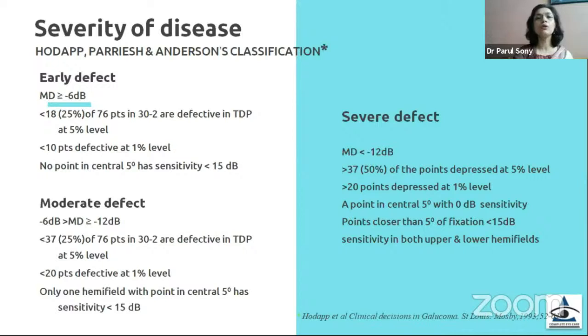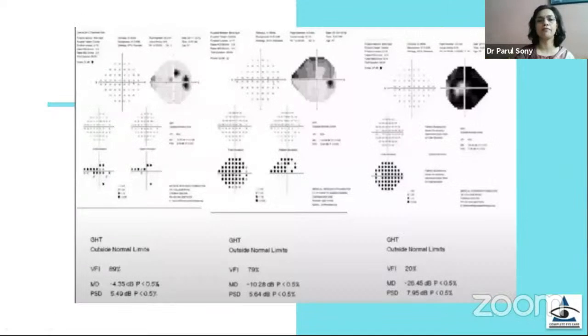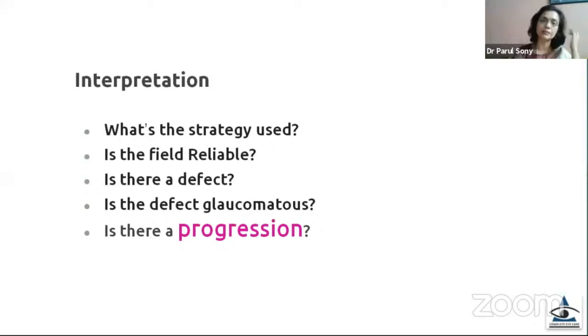Now, again, you can classify glaucoma based on the visual field defects into an early defect, in which the mean deviation is less than 6 decibel. You can have a moderate defect when the mean deviation is between 6 to 12 decibel. And if the mean deviation is more than 12 decibel, you have a severe defect. So this is how you can see on the visual field printouts early, moderate, and severe defects.